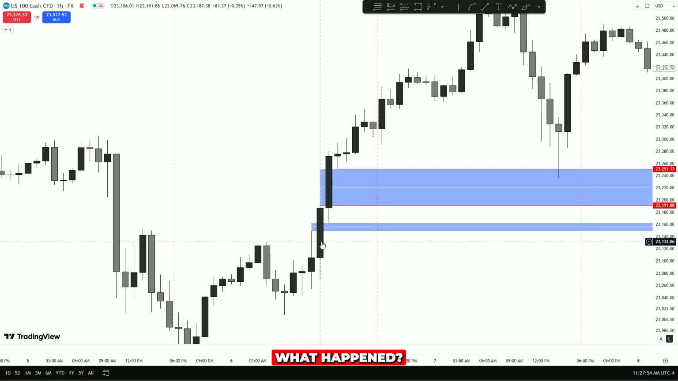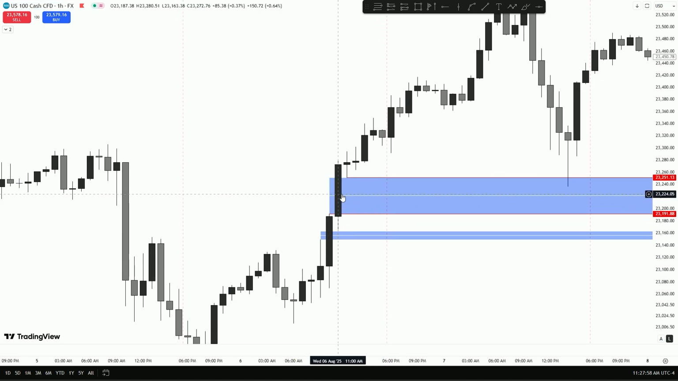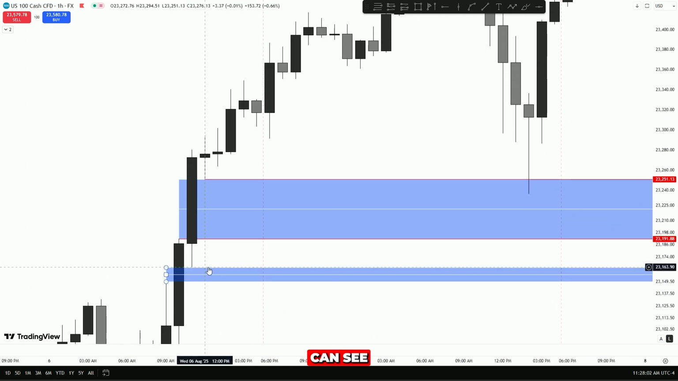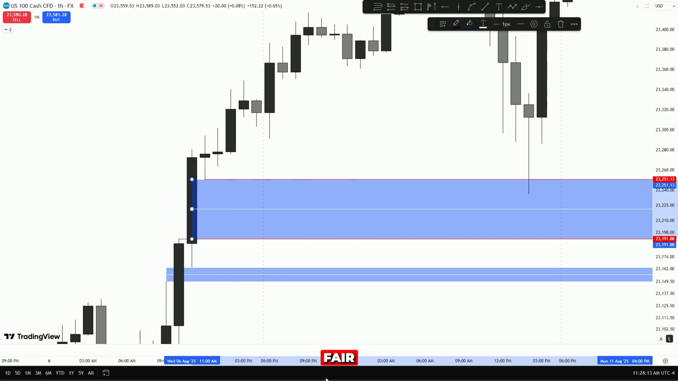What happened? The first candle, alright, and this third candle, you can see there's a gap. There is no wick aligning with each other. There's just a pure gap between this wick and this wick. This is your fair value gap.